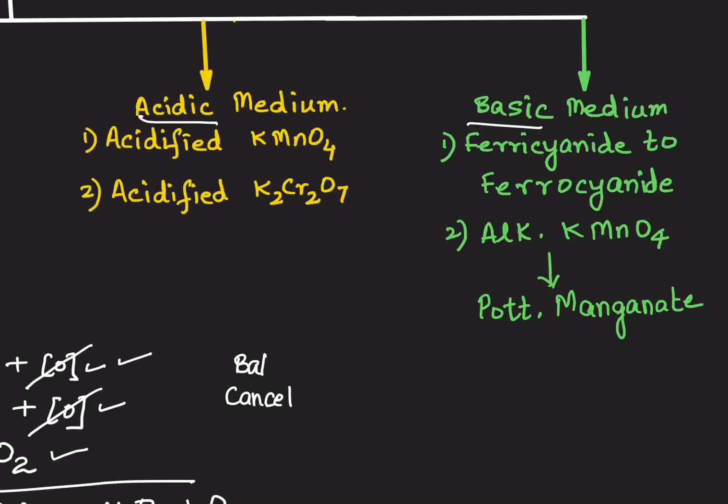We are now going to talk about reducing action in acidic medium and basic medium. In acidic medium, it reduces acidified KMnO4 and acidified potassium dichromate. Now, do you recall having written these reactions in the case of gases like sulfur dioxide? If not, then what we are going to do in today's lesson will be helpful there as well. So let's get going.